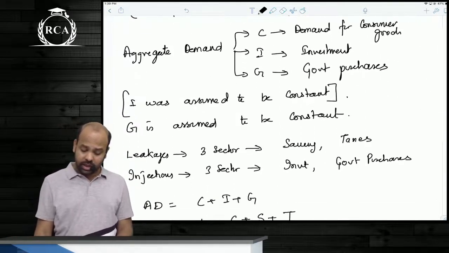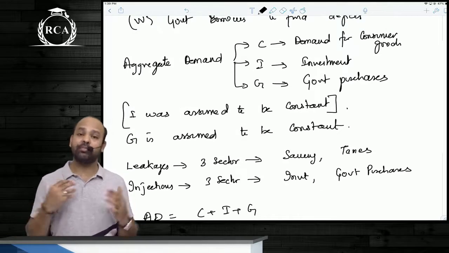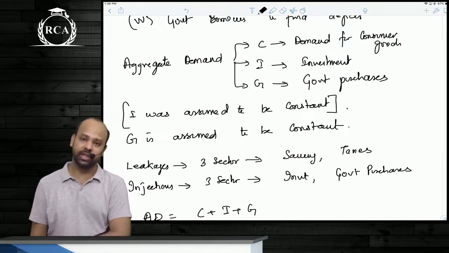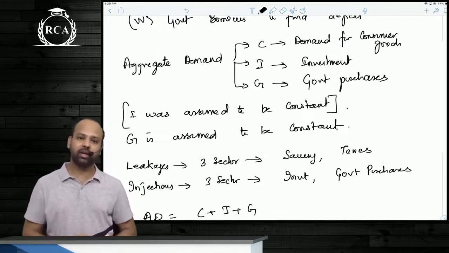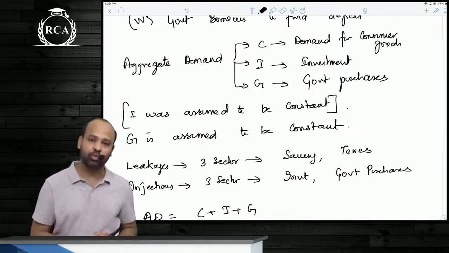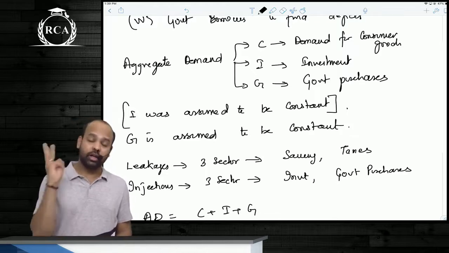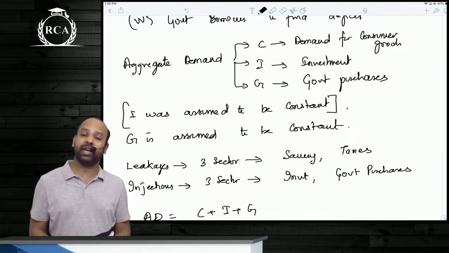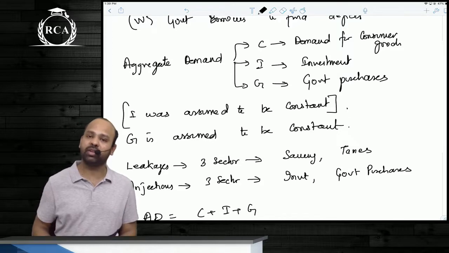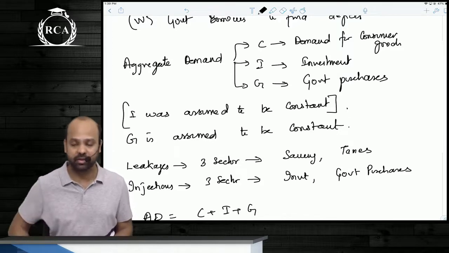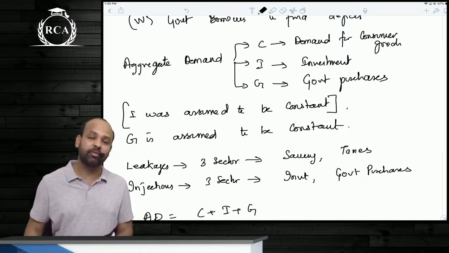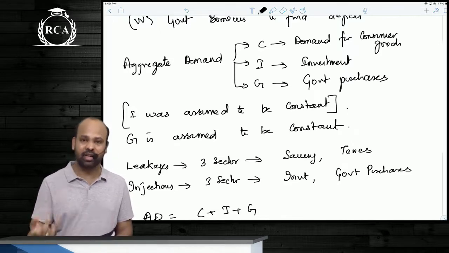Understood? And then your aggregate demand will now comprise three parts. There is consumption expenditure, there is investment, there are government purchases. For the sake of simplicity, here G is assumed to be constant, I is assumed to be constant. So in a three sector model, now there's an additional leakage. Leakage in the form of taxes. We already had a leakage in the form of savings. Now we have a leakage in the form of taxes, and injection is in the form of government purchases. We already had an injection in the form of investment.